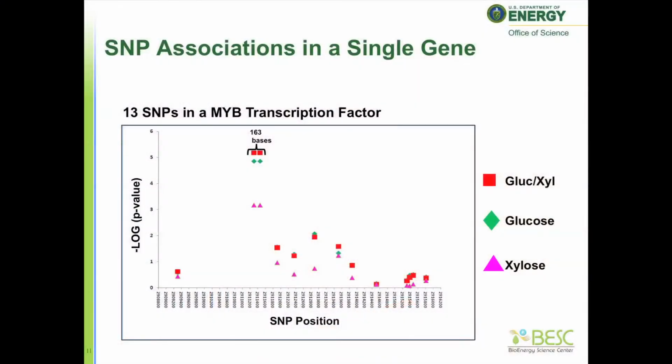And then if we zoom in on that position, you notice there, for each phenotype with the key on the left, red boxes represent combined glucose and xylose release. The green triangle is glucose, and then the magenta triangle is xylose. And what you can see is there are two SNPs that are located really near to each other, about 163 bases apart, that are showing the highest association, both with glucose and xylose release and also with glucose alone. And then the xylose is somewhat pretty low on that range.